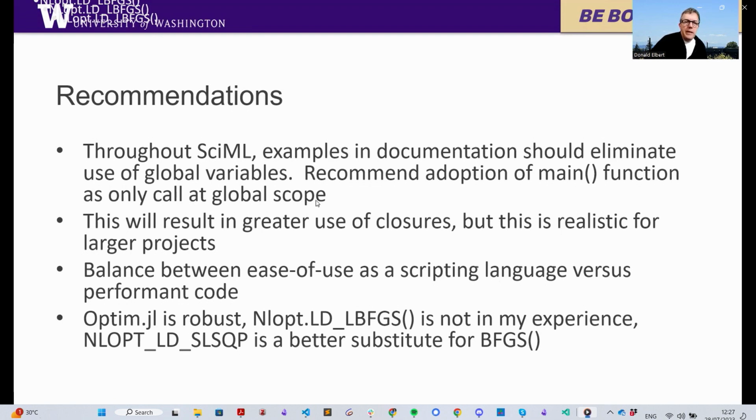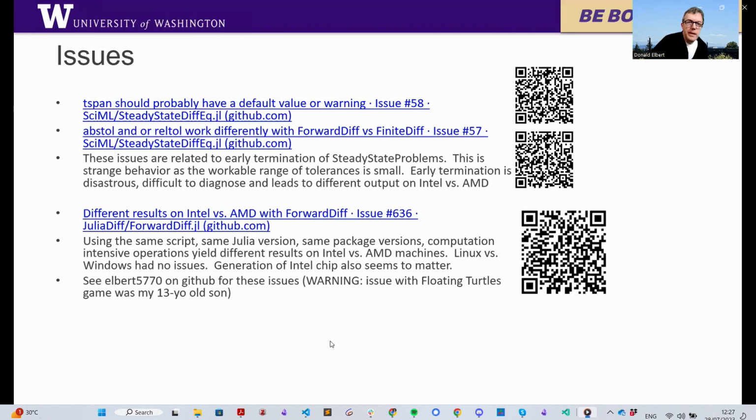Now, if you eliminate global variables, you're going to have lots of closures, and that entails its own cost. Additionally, I've heard that for Optim.jl, the recommendation is to move to NLopt, but to be honest, Optim.jl is really robust. I don't know why, but it is, and I haven't had as much luck with NLopt, to be honest. Although SLSQP is pretty darn good and a good substitute for BFGS.